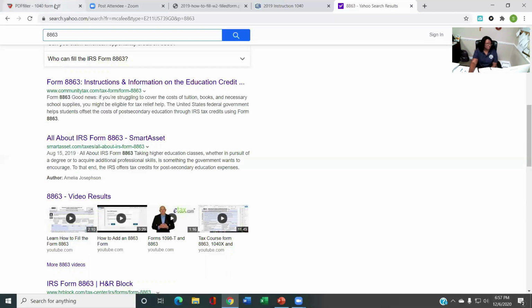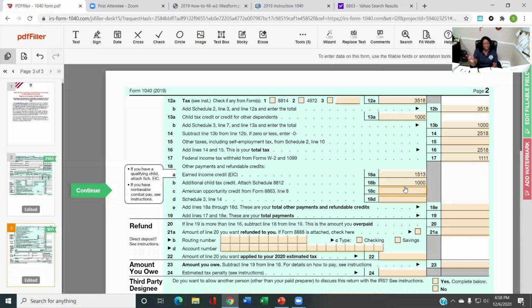So for us, you can do it manually in the computer, but again, we're in the computer age. So for us, we'll say that that person was able to claim $500 for the American Opportunity Credit. So now we're going to Schedule 3, line 14, see Schedule 3.